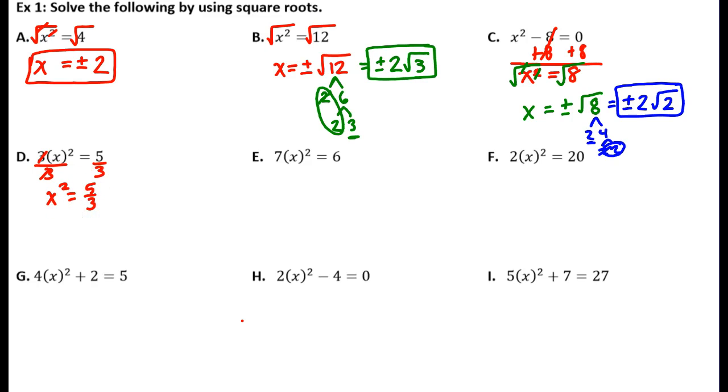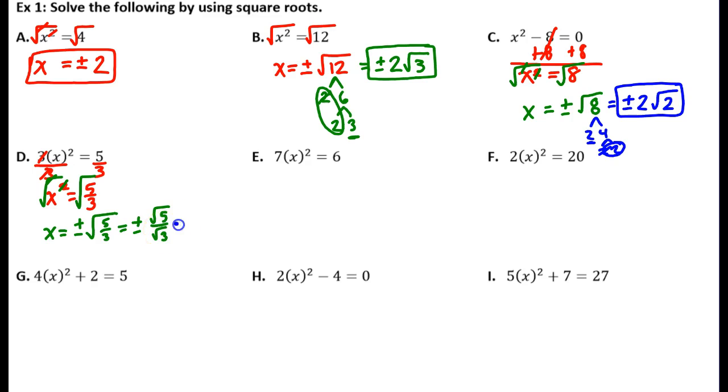In order to get x by itself, so isolating the variable, I want to square root both sides. When I do that, the square cancels out, so I'm left with x equals plus or minus the square root of 5/3, which is equal to plus or minus the square root of 5 all over the square root of 3. Now remember, we cannot have a radical in the denominator, so I need to rationalize the denominator.